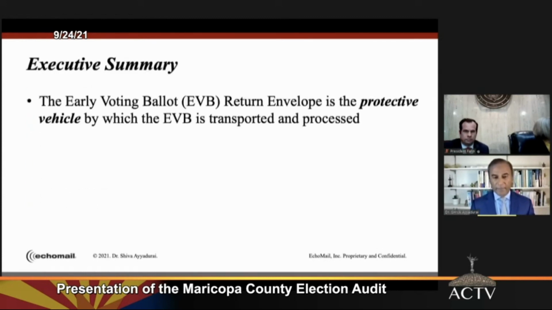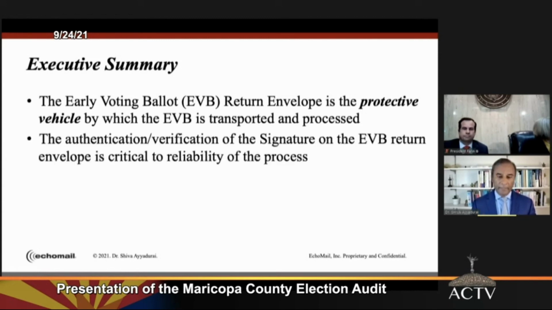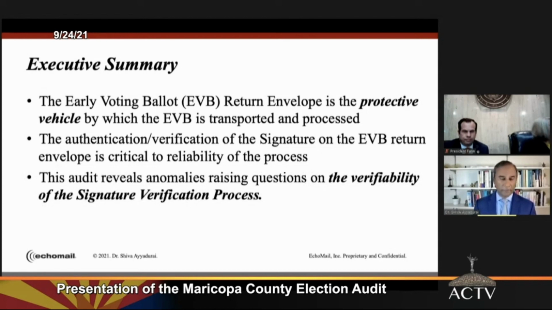So the executive summary, to sum up the findings of the whole talk here today, is this: the early voting ballot return envelope is really the protective vehicle by which the EVB, the early voting ballot, is transported and processed. And the authentication, the verification of the signature on the EVB return envelope is critical to the reliability of the entire process. Our audit reveals anomalies, raising questions on the verifiability of the signature verification process.